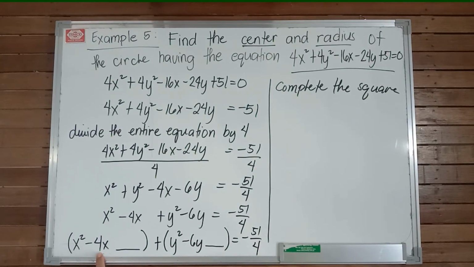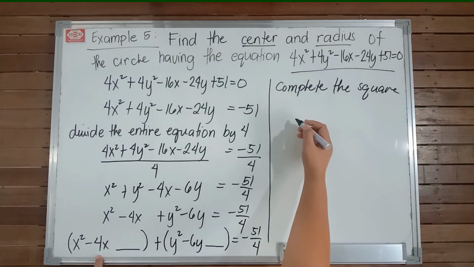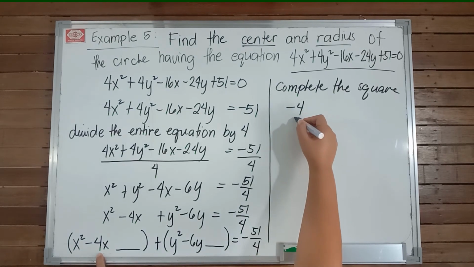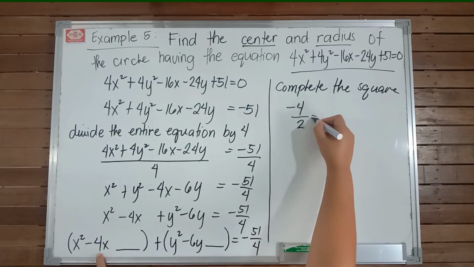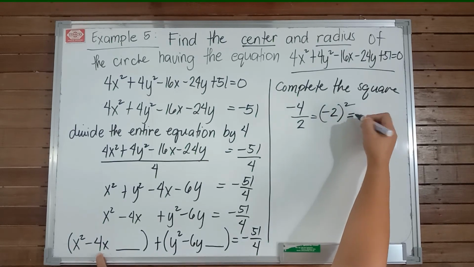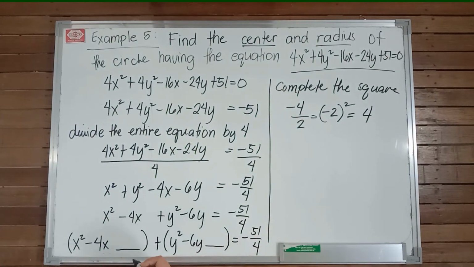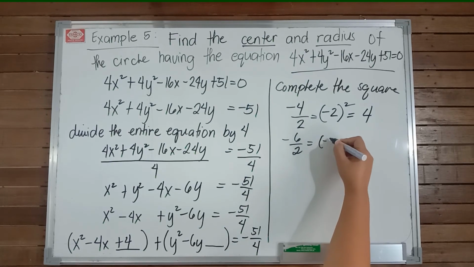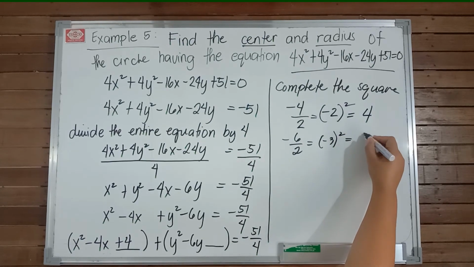So, we get the negative 4. We get the middle term, which is negative 4. We divide it by 2, so equals negative 2. And then, we square it. So, we have 4. So, plus 4. Next, the middle term of y is negative 6 divided by 2 equals negative 3. And we square it equals 9.